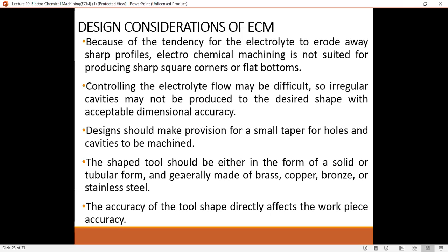The shape tools should be either in the form of solid or tubular form and generally made of brass, copper, bronze, or stainless steel. So the shape tools should be in the form of solid or tubular form.